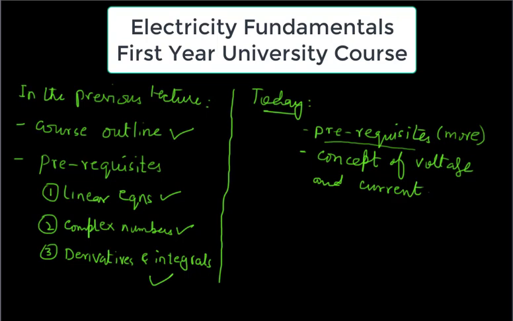Now, there are two more prerequisites. I'm going to first write them here. And the third one last time we did was derivatives and integrals. This time we are going to talk about electromagnetism. There are some things that we need to revise. And finally, today, the last prerequisite we would cover would be some concepts of rotational motion.